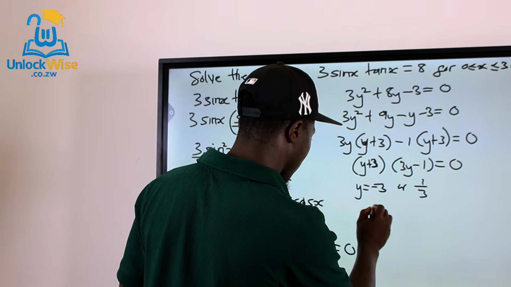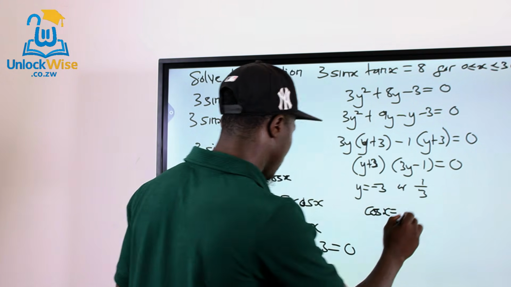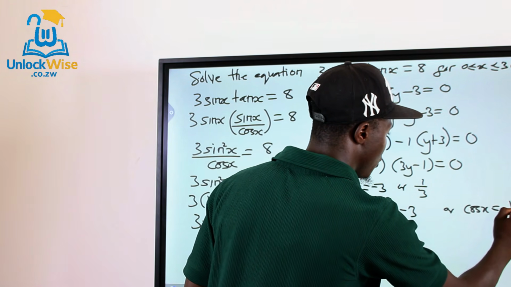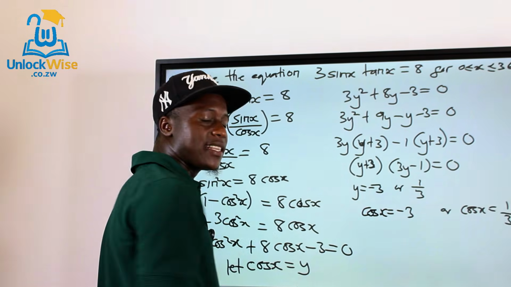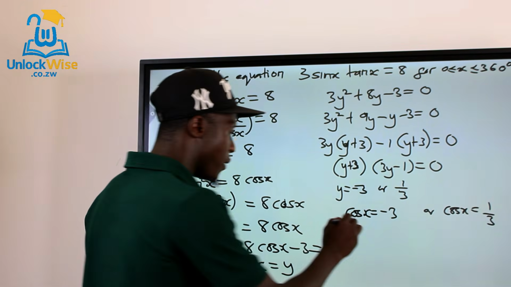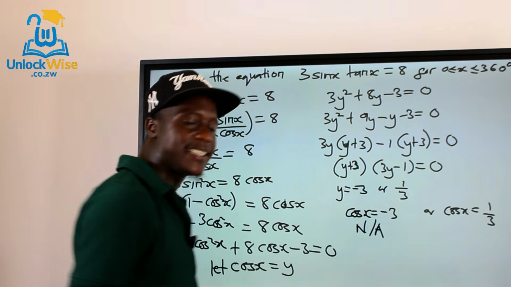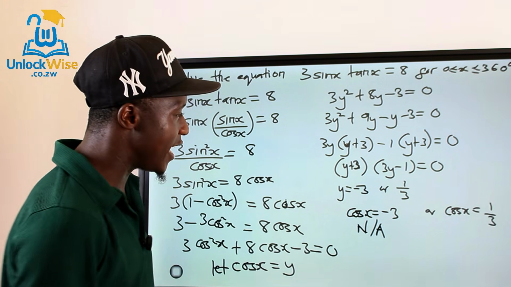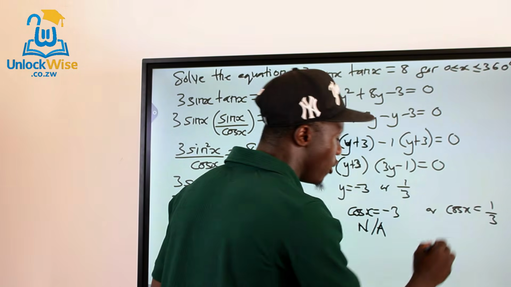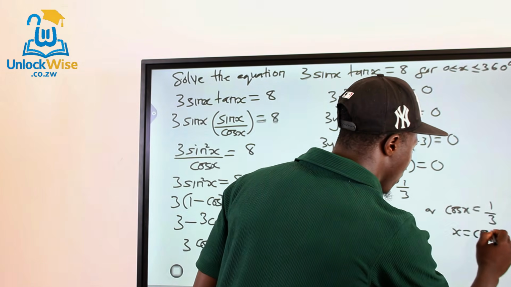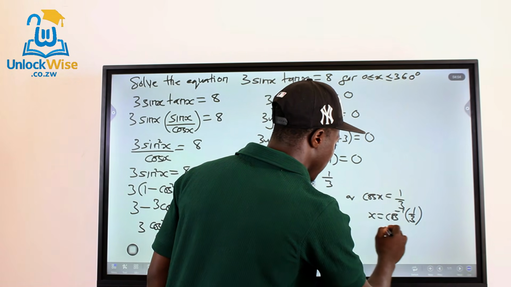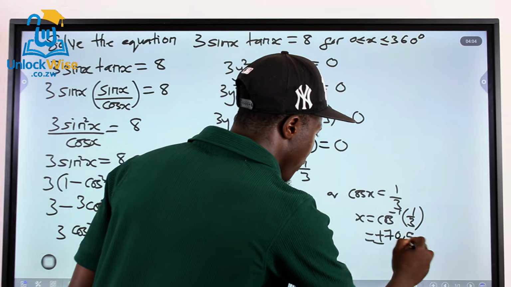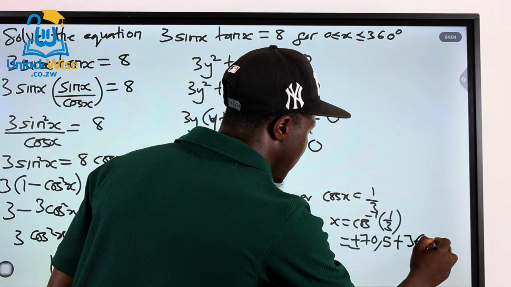We are going to say cos x is equal to minus 3, or cos x is equal to 1 over 3. Finding the arc cos of minus 3 is wrong, whereby we say it's non-applicable. Why is it non-applicable? It's non-applicable because the graph of cos theta ranges from 1 to minus 1. So now you'll be left with this value only. You can say x is equal to the arc cos of 1 over 3, which is equal to plus or minus arc cos of 1 over 3, that's 70.5 plus 360 n.